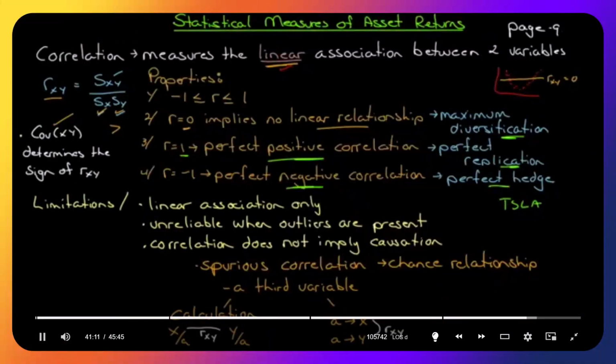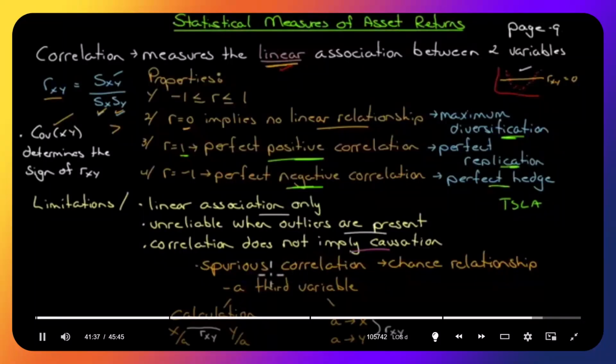Limitations of correlation. It measures linear association only, so it would not pick up some kind of relationship like this. It is unreliable when outliers are present, and I'll show you on the next screen what that looks like. And correlation, you must have heard this if you've taken any statistics class at all: correlation does not imply causation. It just means two variables are correlated.